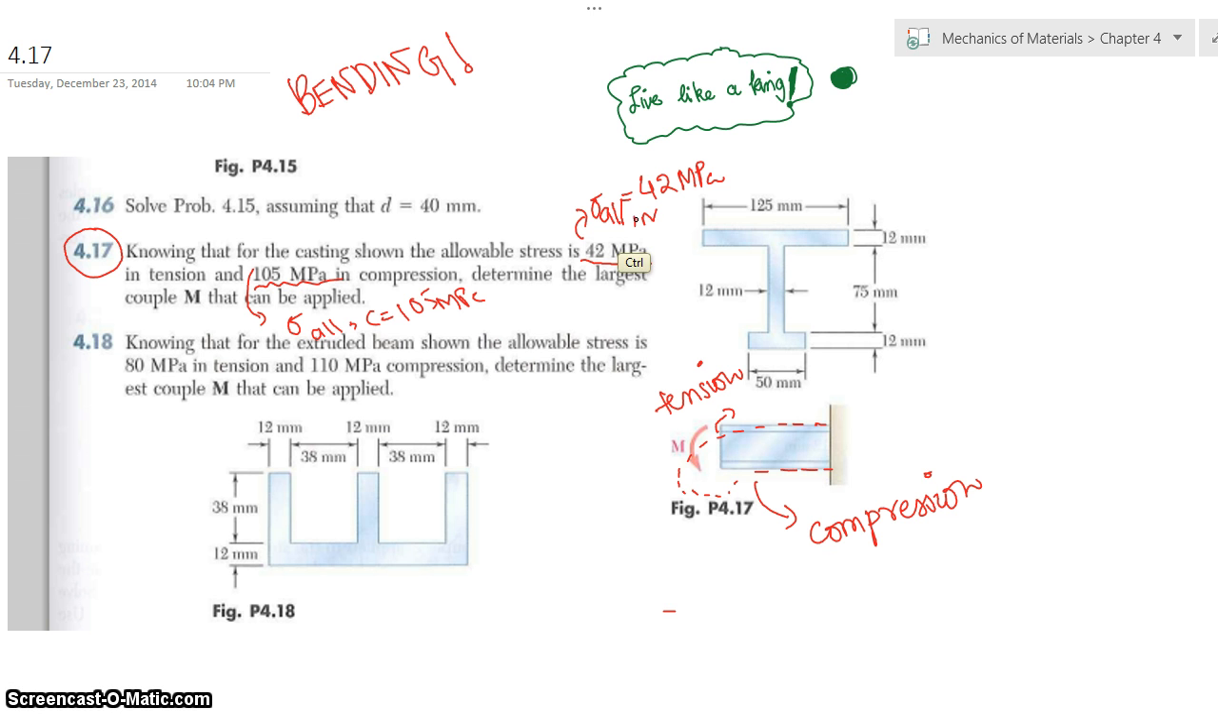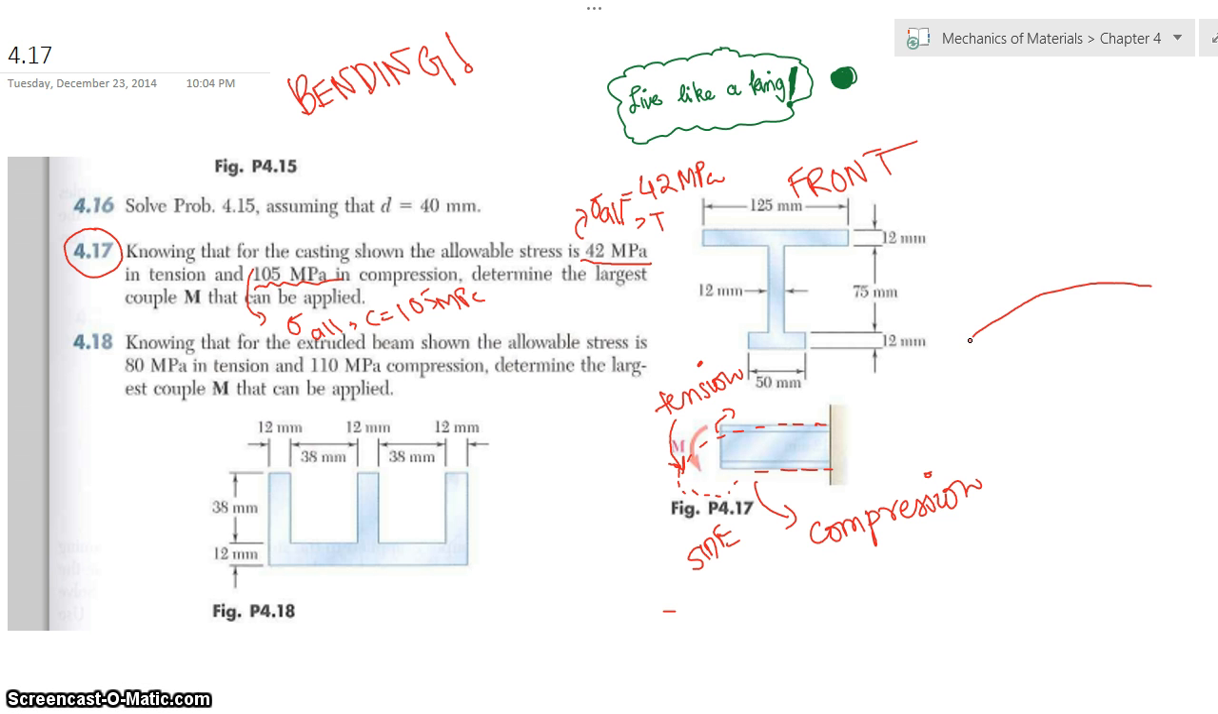So the trick in this question is to understand where I have the compression and where I have the tension. If you look at the diagram they gave, diagram 4.17, I have an I-beam with a non-symmetric shape, and I'm having a bending in this way. This is the front view, and this is the side view. If I'm bending it this way, I'm going to have compression in the down.